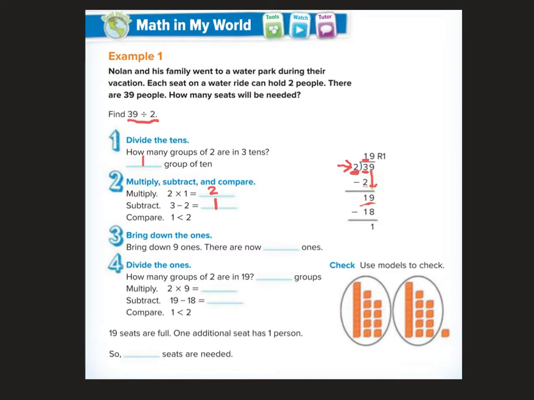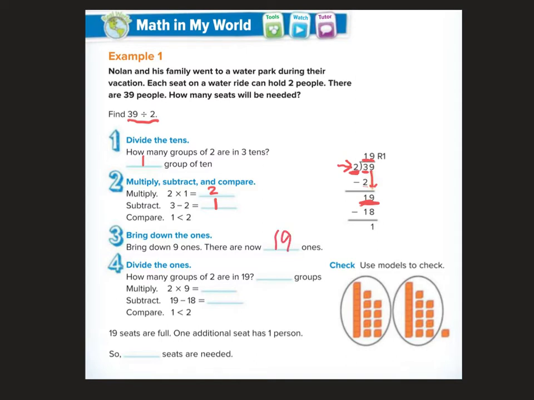Now I'm going to take 19 divided by 2. How many 2's can I fit into 19? 2, 4, 6, 8, 10, 12, 14, 16, 18. Then I'd go over to 20. That's too much, so I can only fit 9 2's. Bring down the 9 ones.